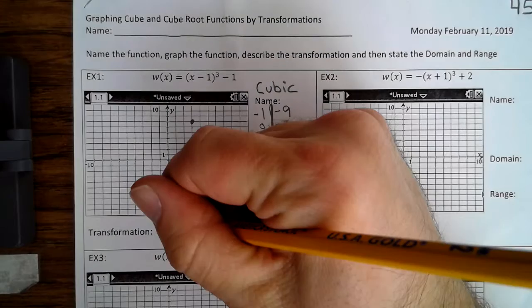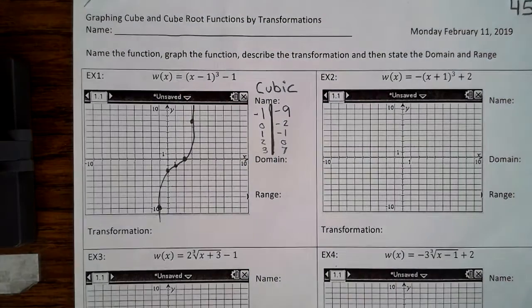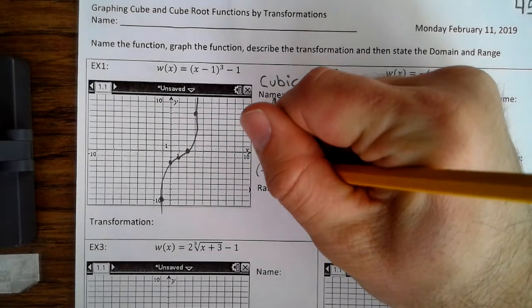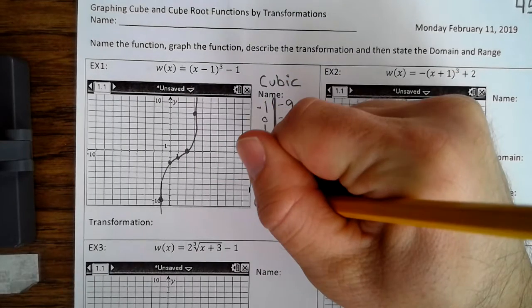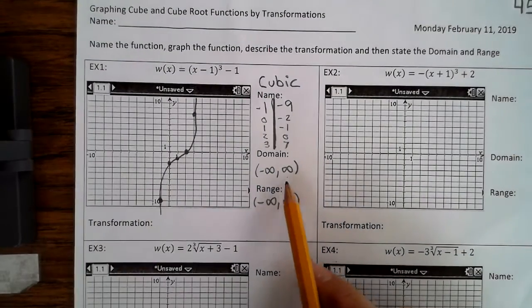Connect the points. Now, domain and range for cubic and cube root functions are always negative infinity to positive infinity, and negative infinity to positive infinity. It doesn't matter where the function moves, up or down, left or right. It's always negative infinity to positive infinity, negative infinity to positive infinity.